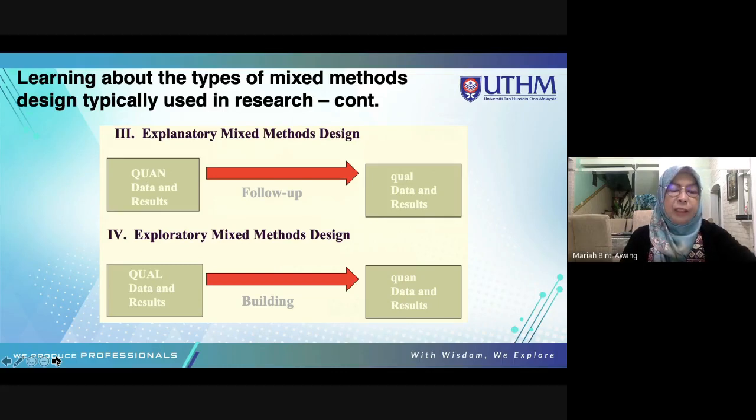So don't worry, you just study your research first, and then you choose what type of mixed design for your research.